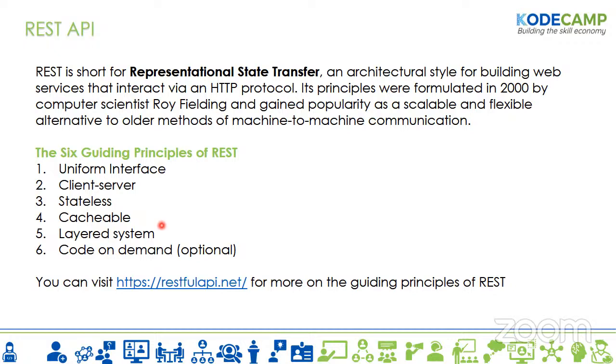So that's cacheable. Then here, layered system, you're saying that one layer of information or resource should not know what the other layer is about. So you're separating all the different layers, all the different aspects, into concerns. These principles, I would show them in practical as we go on.